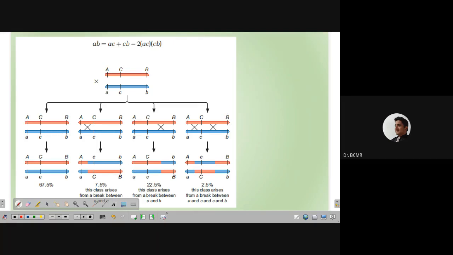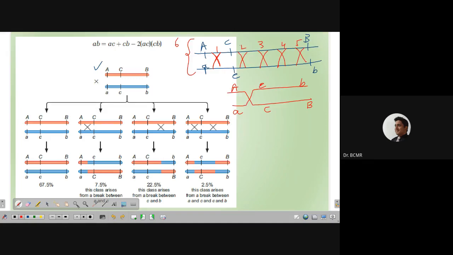Now what I'm going to do is erase this part and join them. What will I get then? I have A, small c, small c, and small b. Small a, capital B, and capital C and capital B. Recombination has happened. Because of crossing over, these parts were exchanged.